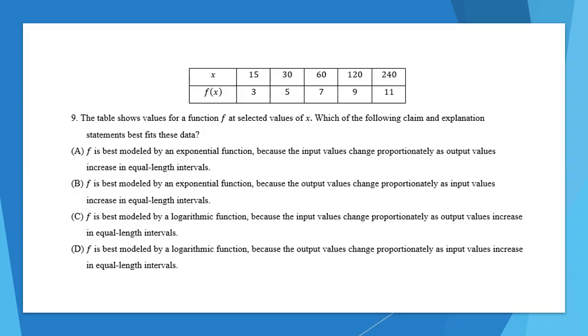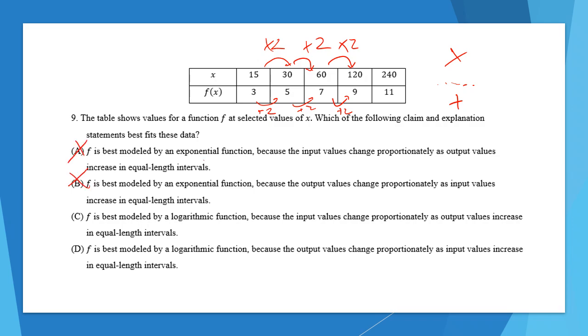All right, number 9. The table shows values of a function f at selected values of x. Which of the following claims and explanations are true or best fit the data? So here we want to see what type of function this is. And so we see times 2, times 2, times 2, and so on. And then here we see plus 2, plus 2, plus 2, plus 2. And so we see a multiplication rule up top and then an addition rule on the bottom. That's always going to be a logarithmic function.